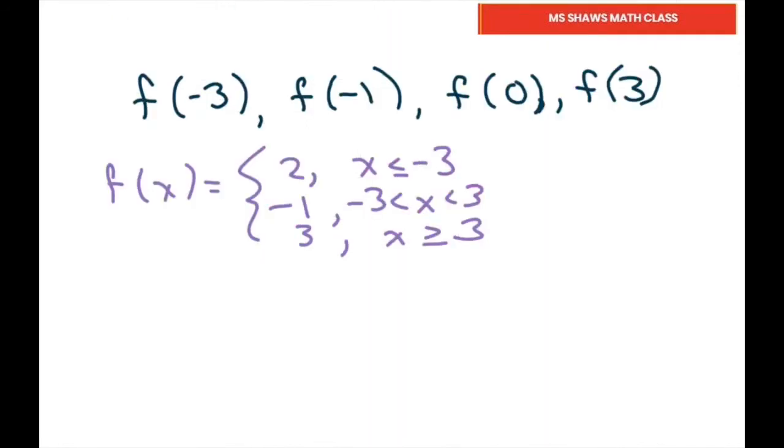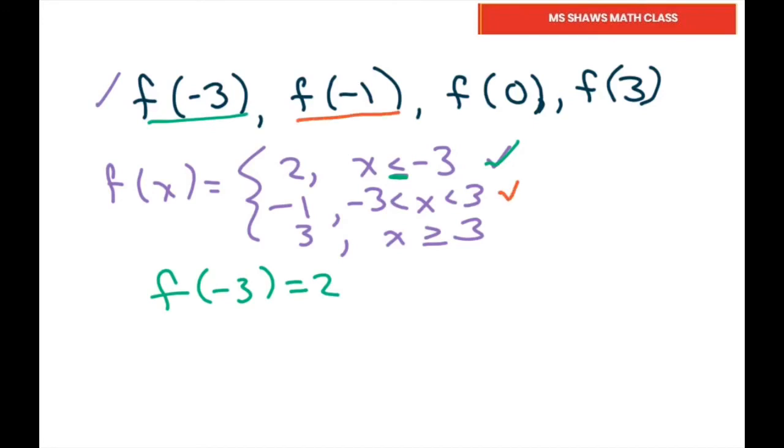So we have f of negative 3. And all they want you to do when you see this is know which one to plug it in. So on this one, we have to plug it in the first one, because it equals negative 3. So f of negative 3 equals 2. All right, and then f of negative 1, that's in the domain between negative 3 and 3. So f of negative 1 equals negative 1.